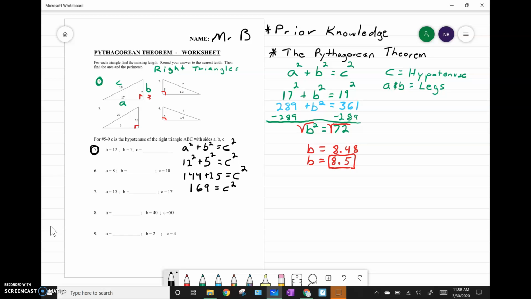Like we did in our first example, we're going to take the square root of both sides. So we put the square root sign there over both sides. And 169 is a perfect square, so we get a whole number answer: 13 equals C. So C is 13.